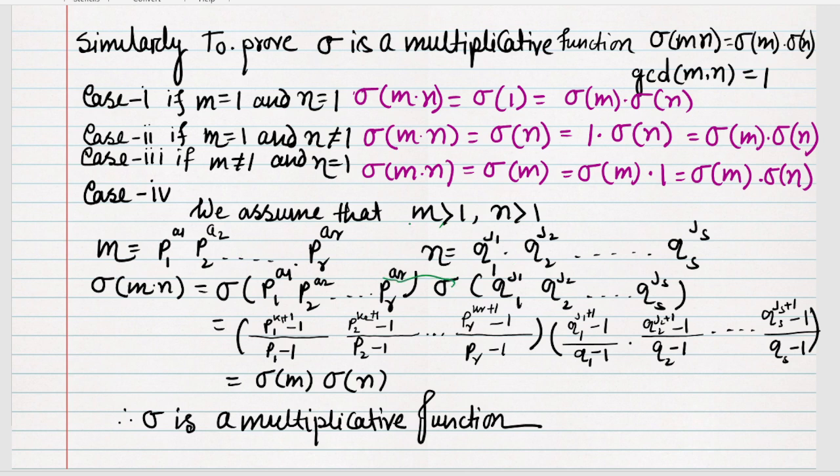If we assume that m and n are both greater than 1, then obviously m has a prime factorization and n itself has a prime factorization, as both are integers. Then sigma of mn equals sigma of p1^a1 p2^a2 and so on, their prime factorization, and q also has its prime factorization. We know that sigma of n equals (p1^(k1+1) - 1)/(p1 - 1) followed by up to (pr^(kr+1) - 1)/(pr - 1), that's the formula for the value of sigma of n.